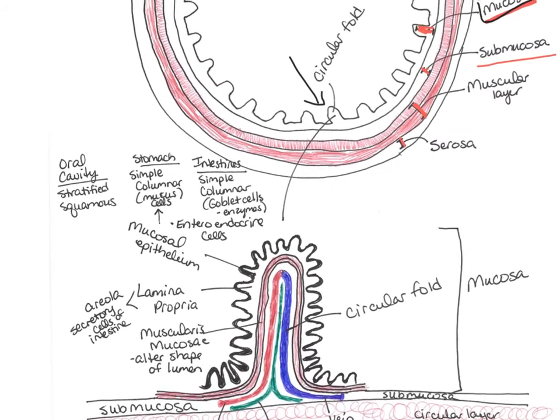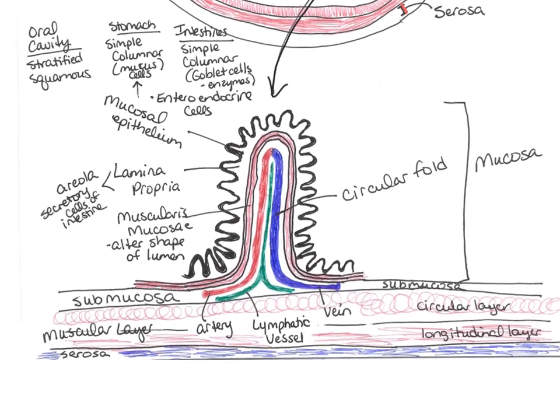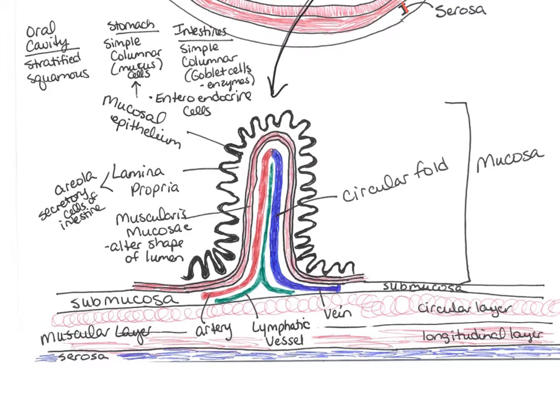What I'm doing here is taking a circular fold up here, these folds that fold inside the lumen of the digestive tract, and I am going to show you what that looks like close up. So this is a picture of it close up. This whole thing right here is the circular fold, and we're just looking at the mucosal layer because the mucosal layer makes up that circular fold.